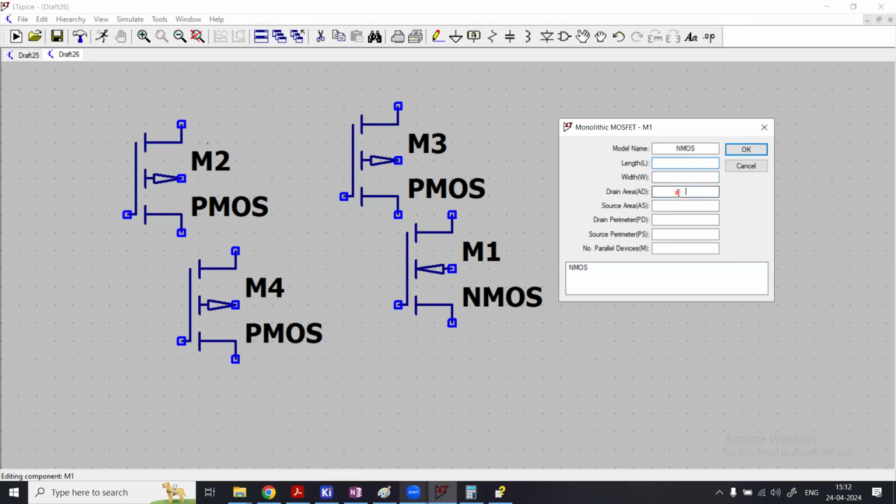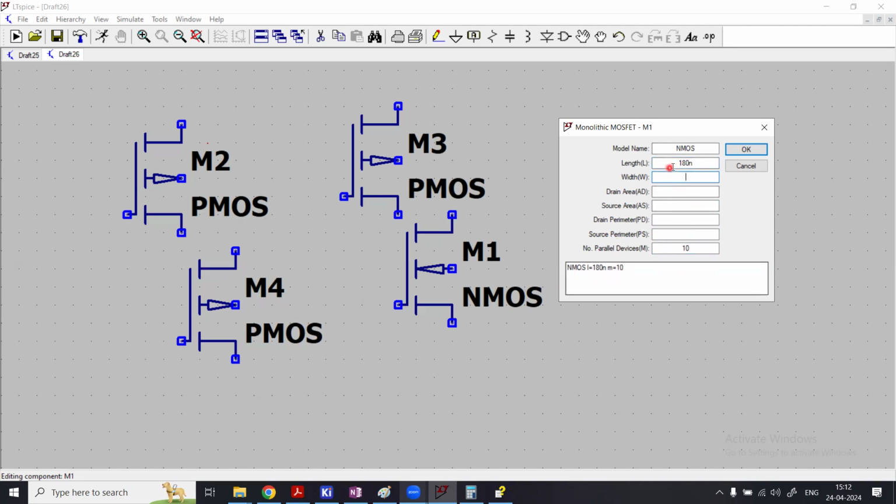Then there are other SPICE parameters such as drain area, source area, drain perimeter, source perimeter, and number of parallel devices. If you write, let's say, 10 here, then there are 10 devices, m equal to 10 comes here. And if you write 180 nano here, that will come here.